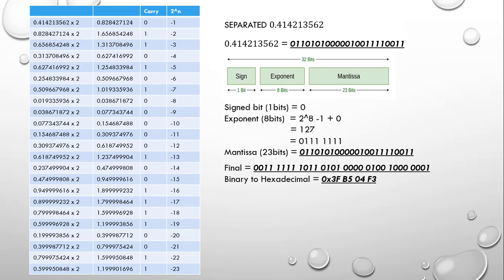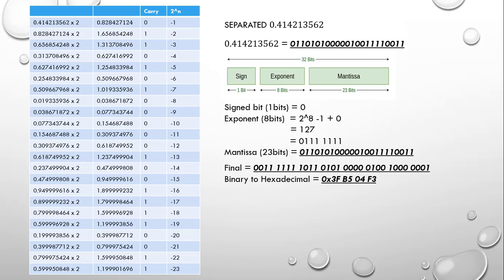The sign bit for this is 0, and the exponent for this is 8 bits. So 2 to the power of 8 minus 1, plus the power, which equals 0, is 127. We have to change the 127 to binary. So the answer that we get is 0111 1111. The final answer for this is 0011 1111 1011 0101 0000 0100 1000, and we change the binary to hexadecimal. You'll get 0x3FB504F3. That is the answer for Q3A.